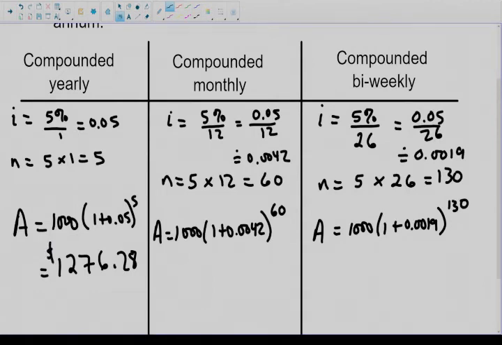Okay, now we'll do the second one. So 1,000 times 1 plus 0.0042 all to the power of 60. And that gives 1,285.92 if we round it off.